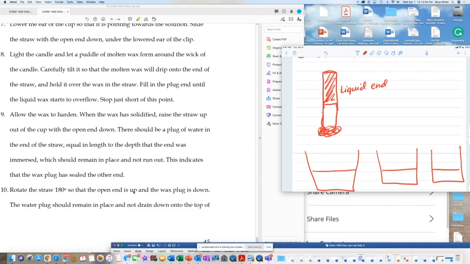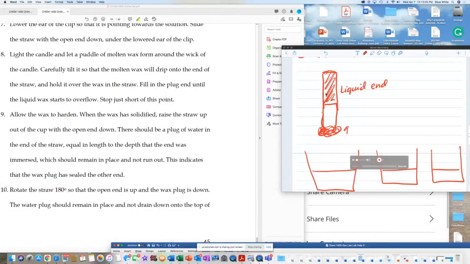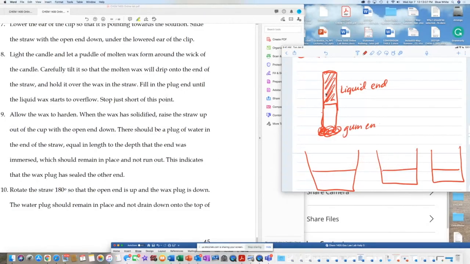Even the online class, I can't run on autopilot because when they're saying the open end, you're like, wait a minute, there is no open end, right? One end is a liquid end, the other end is a gum end. From my point of view, both ends are plugged. So what do they mean the open end? They mean the liquid end. So rotate the straw 180 degrees so the liquid end is up. And then the other end, the one with the solid plug, the wax plug, in our case, the gum plug, is down. That's why I do the picture to help you out.